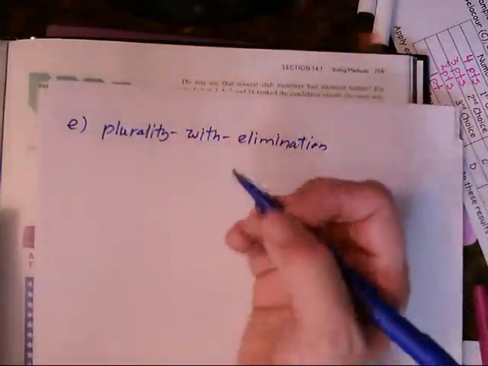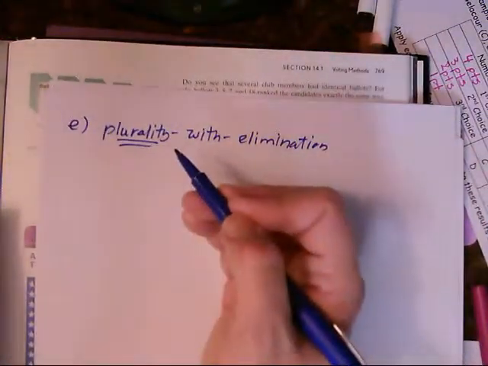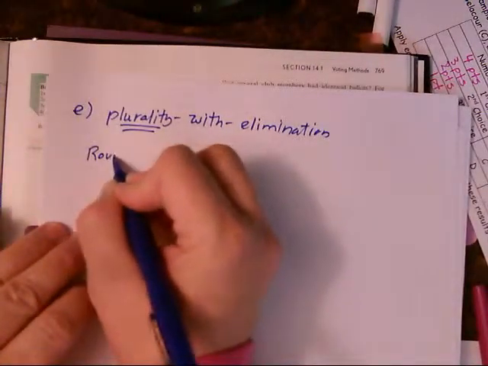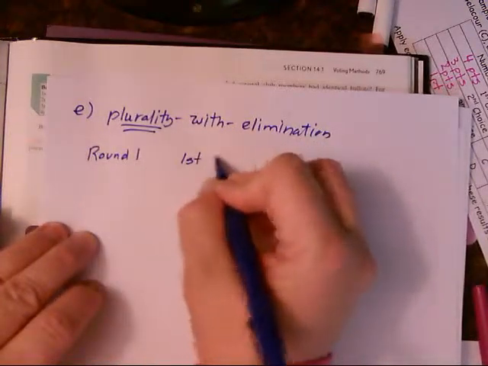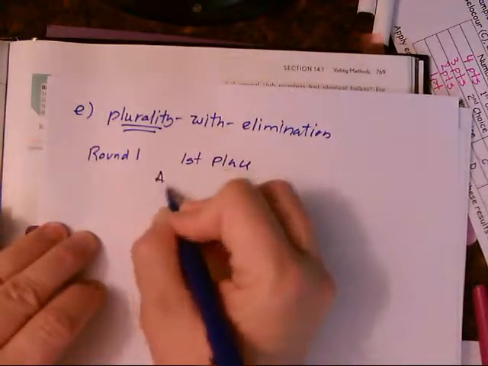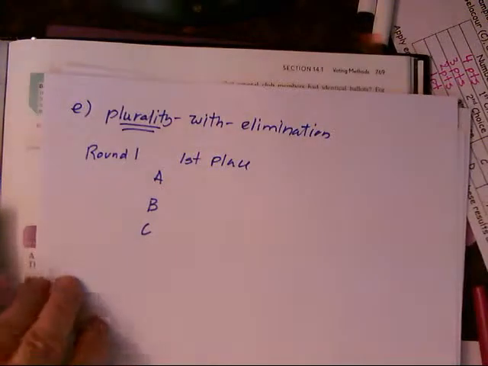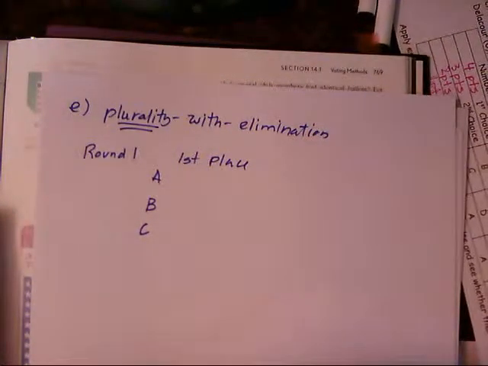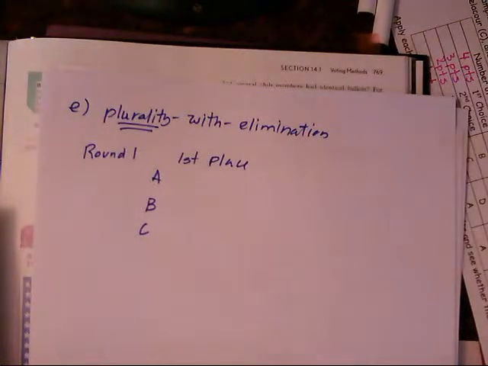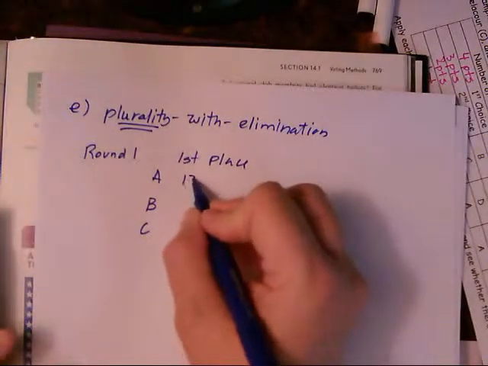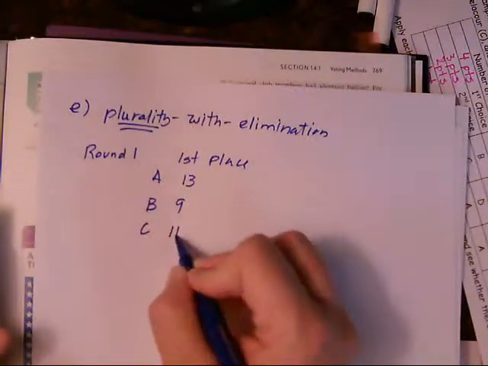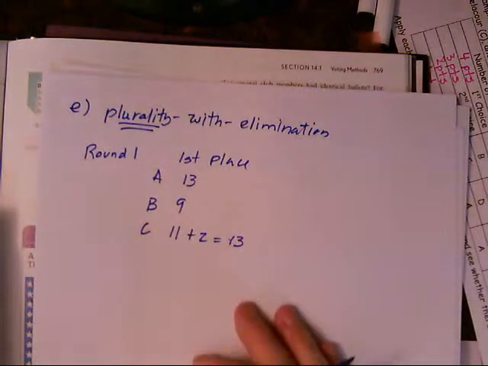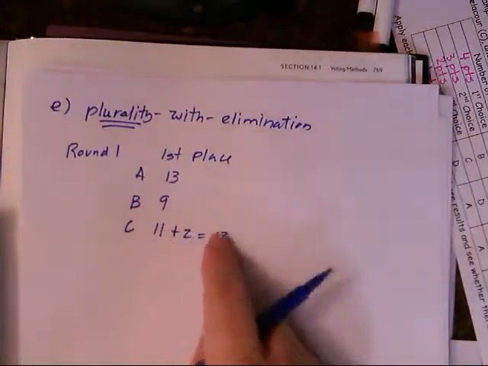Okay, so this means the first place votes with eliminating. So we do round 1, and we do the first place, and we're looking at A, B, and C. Now we did that a minute ago. Let's see if I can put my hands on it. First place votes came up with 13, 9, 11 plus 2, giving 13 here. And this is kind of an awkward one because we have a tie.